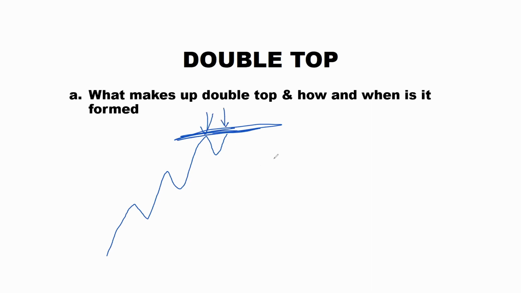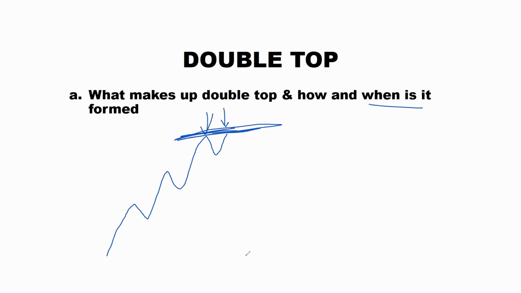Now, we're saying that how and when, we're answering now the when. When is it created? It's created at the end of an uptrend. That is one. Then two, how is it created? Let's look at how it is created. We have said that it's created at the end of an uptrend, yes.